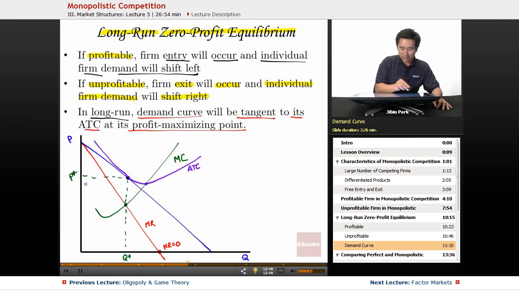Now, is this allocatively efficient? No. It's not allocatively efficient because you are producing to the left of the productive efficiency and allocative efficiency. So if a monopolistically competitive firm wanted to be allocatively efficient, it would actually produce more. But again, people like variety, and it's not necessarily about minimizing costs. People don't want to eat the same burger. They want McDonald's, they want Wendy's, they want Burger King, they want In-N-Out. That's what it's all about.